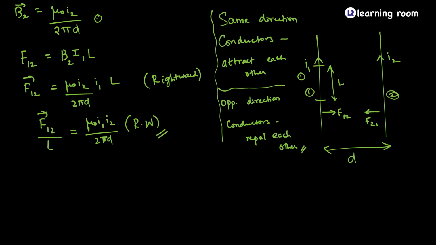First, calculate the magnetic field due to 1 at point 2, and then calculate the force experienced by the second due to 1, and vice versa. Is the point clear? This is a very, very, very important conclusion. Next time, by looking at the diagram, you should be in a position to tell whether they are going to attract or repel. Is that clear? So this is all about the concept of force between two parallel current carrying conductors. What did you calculate? You calculated the force per unit length. Is it clear?